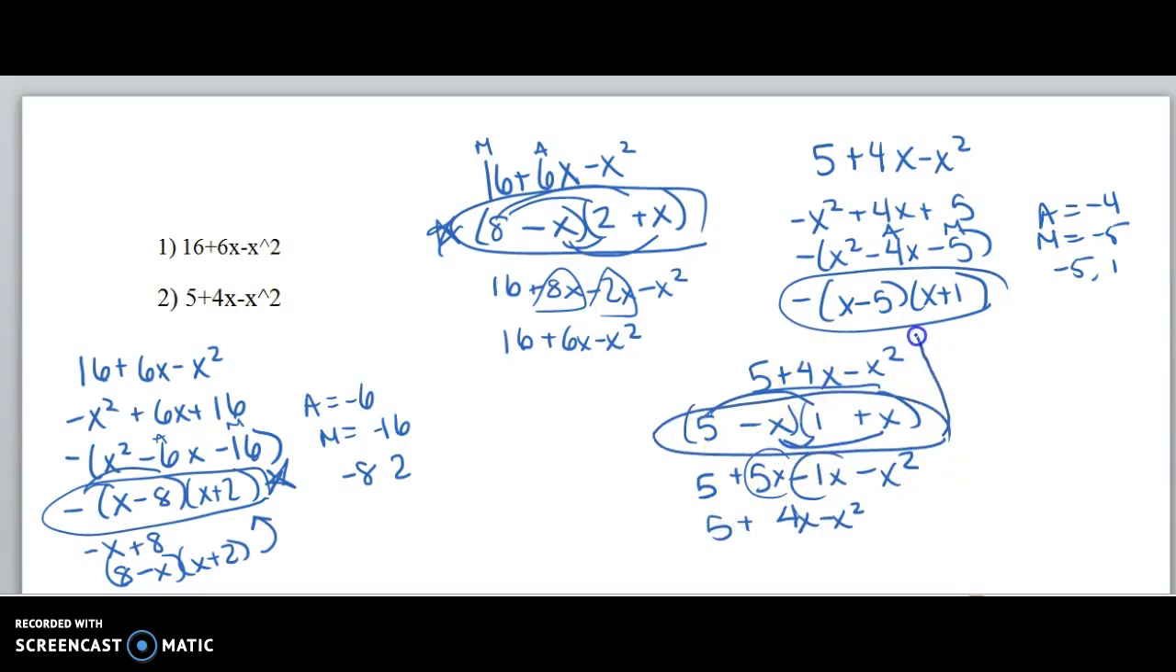Now this is the same thing as this one, because negative x minus 5 times x plus 1, well, negative times x is negative x, negative times negative 5 is positive 5. You could rearrange it, and so it's the same. This is the same thing as this one, it's the same thing as this one.